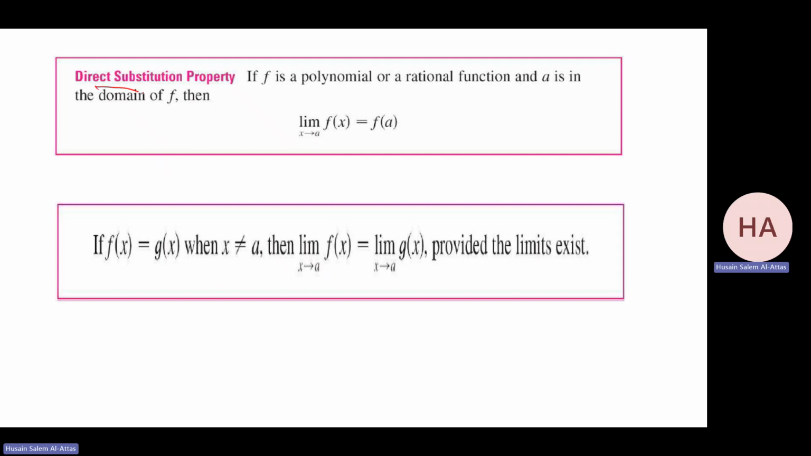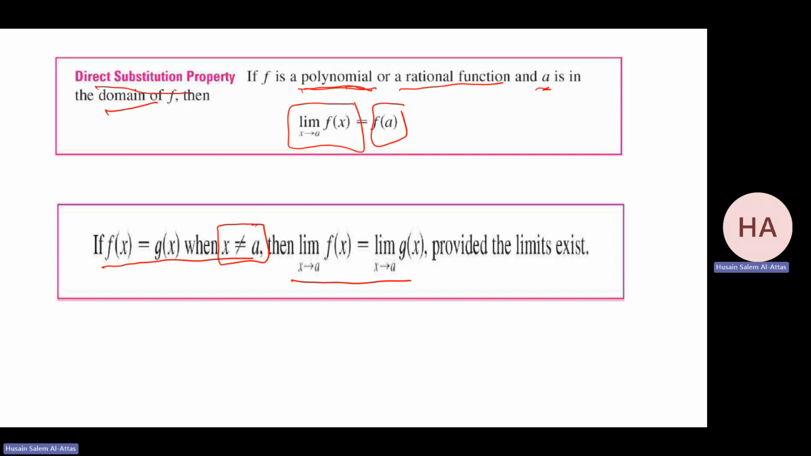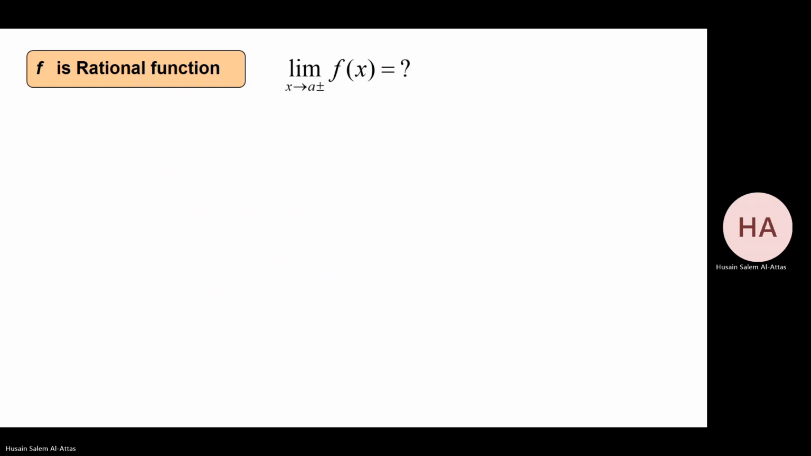Direct substitution. Most of our functions, especially the continuous functions, which we will do in 2.4, for example polynomial or rational functions, and a is in the domain of f, finding the limit is like the substitution. One of the most important things about limits: if two functions are equal except at one point, then their limits as x goes to that point should be the same, provided the limit exists.